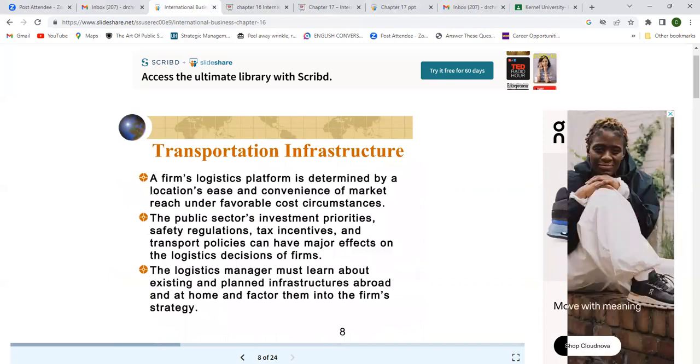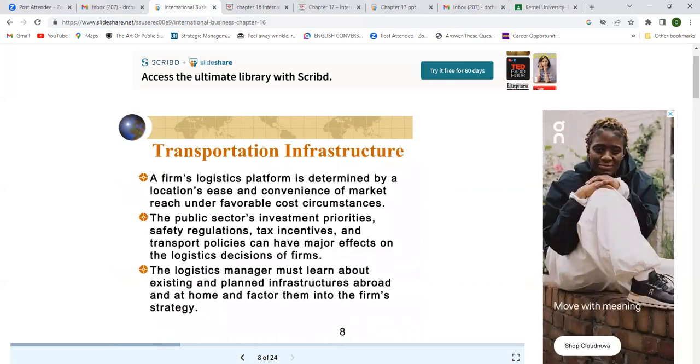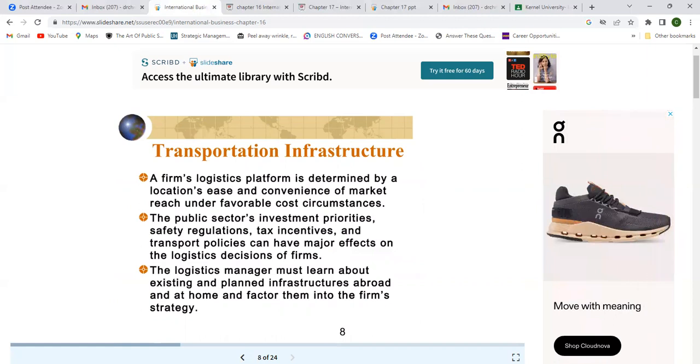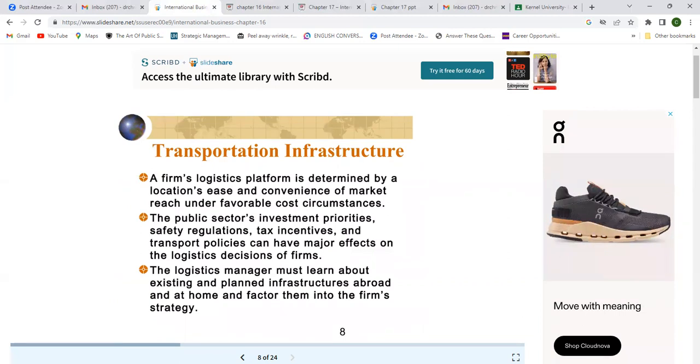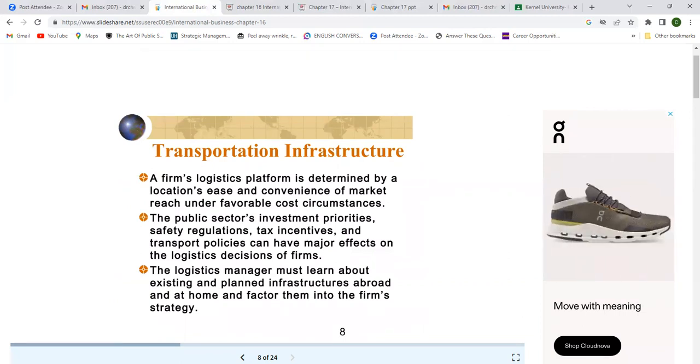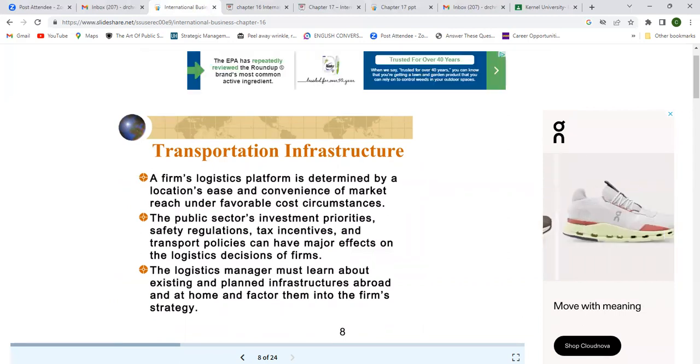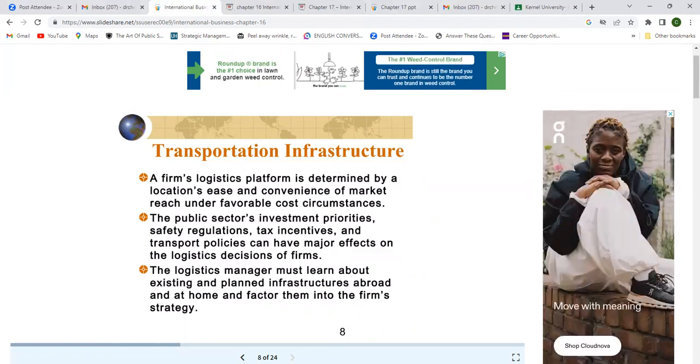Transportation infrastructure. A firm's logistics platform is determined by a location's ease and convenience of market access under favorable cost circumstances. The public sector's investment priorities, safety regulations, tax incentives, and transport policies can have major effects on the logistics decisions of firms. The logistics manager must learn about existing and planned infrastructure abroad and at home and factor them into the firm's strategy.